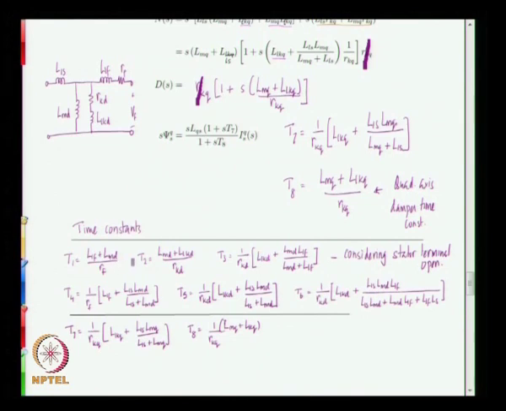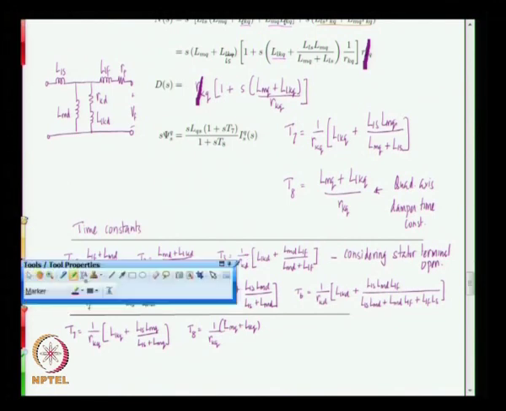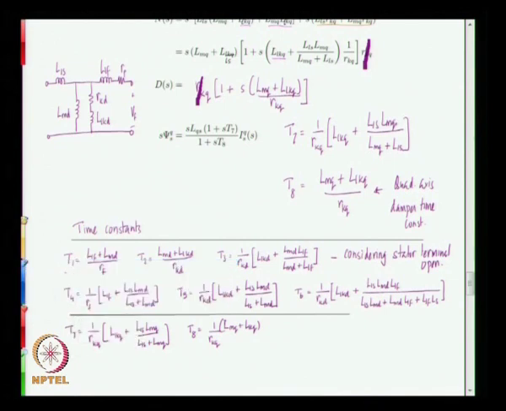So, these three terms are derived considering the stator terminal to be open. T1 is derived neglecting the damper, whereas T3 is derived including the damper.